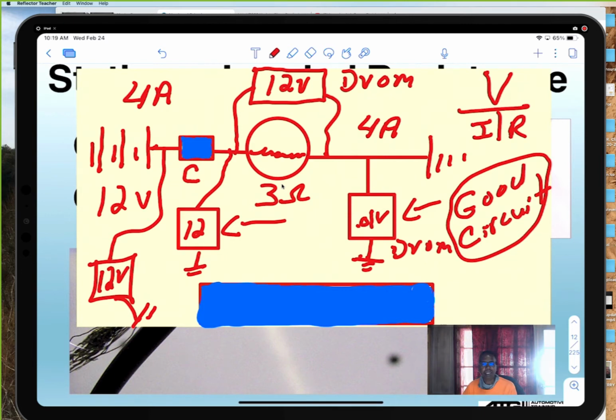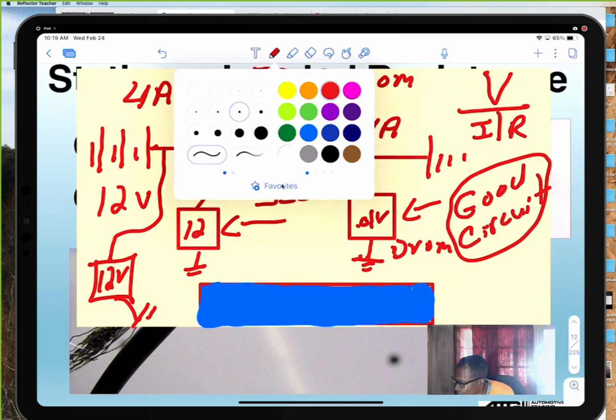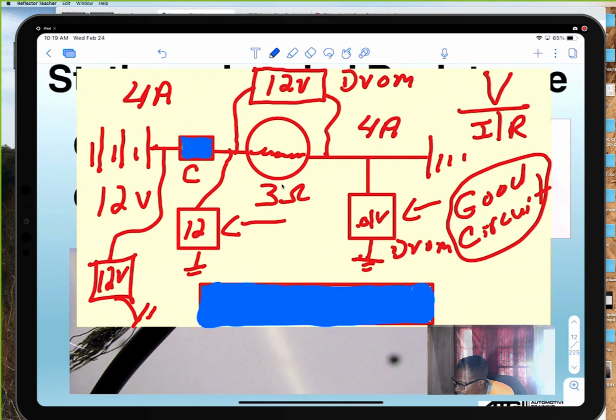Alright. So now look at the pressure differential. I had 12 on this lead, 0 on this lead. Now the voltmeter is going to show me the difference, which is 12. But let's do this now.